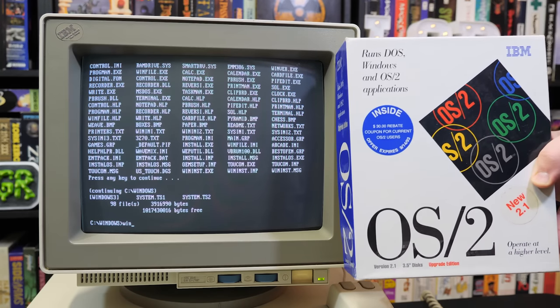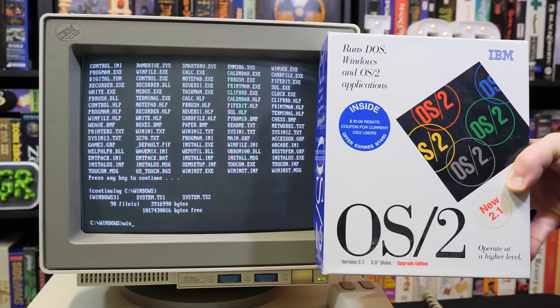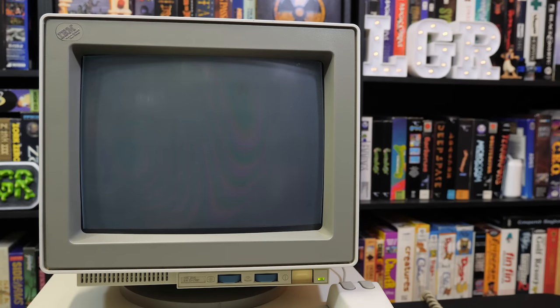Of course, it would be quite appropriate to put OS/2 on here, being that this is the PS2, but I find Windows 3 oddly charming, so I like it this way.